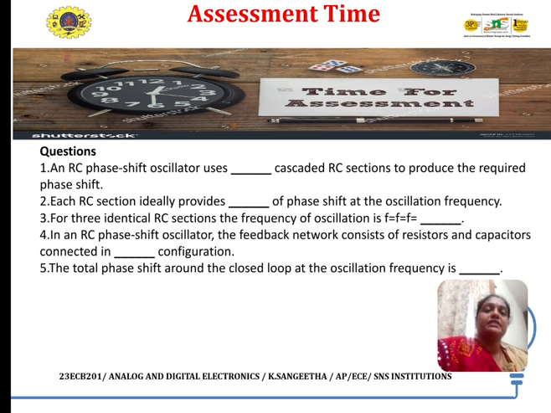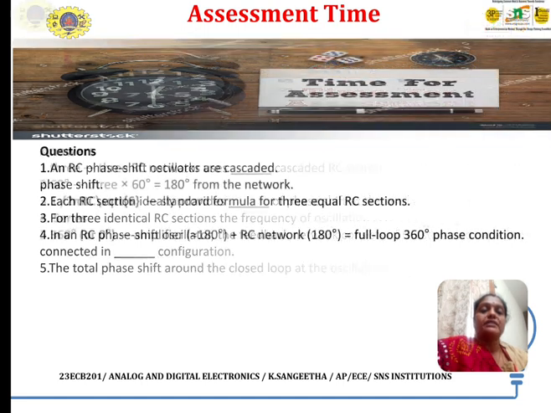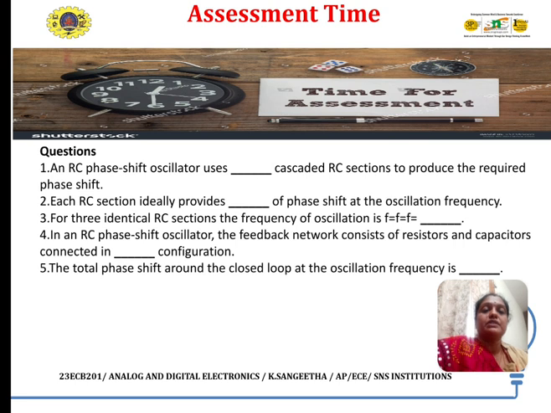For 3 identical sections, the frequency of oscillation f is equal to, the answer is, 1 by 2 pi RC root 6. In RC phase shift oscillator, the feedback network consists of resistor and capacitor connected in series configuration.